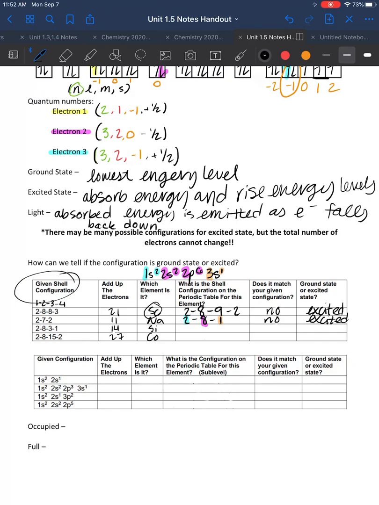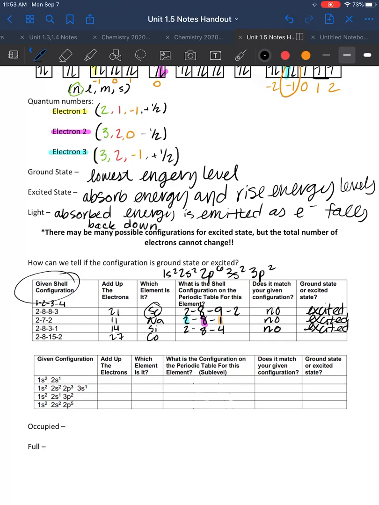Let's do silicon. I'm going to start over from the beginning on this again. So fill the same way. 1s2, 2s2, 2p6, we are at 10. 3s2, we are at 12. And then 3p2 for 14. So writing our shell configuration, for the first energy level we have 2 electrons, for the second 8, and for the third we have 4. Does that match? No. Excited.